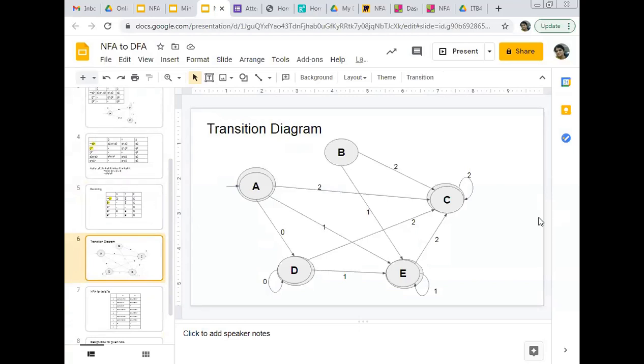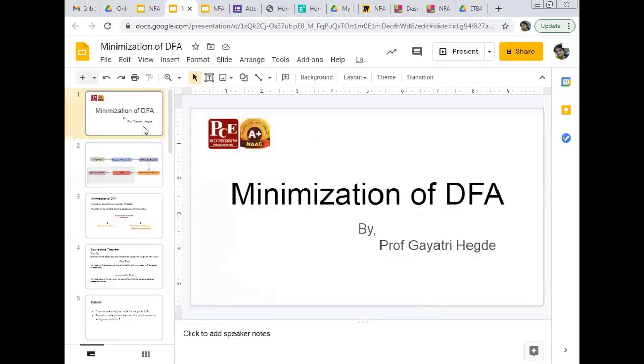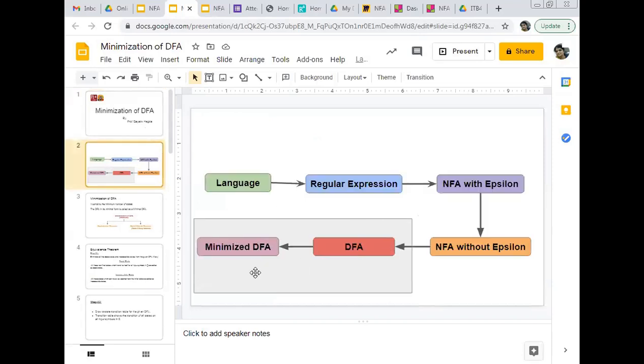Okay. So now we have to move on to minimization of DFA. Ye ho gaya apna DFA ho gaya, right? So if you remember this, our last step remaining is minimized DFA, right? Minimized DFA. So we'll move on to minimization of DFA. Okay. So this is the last step.